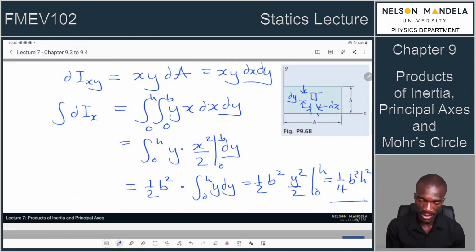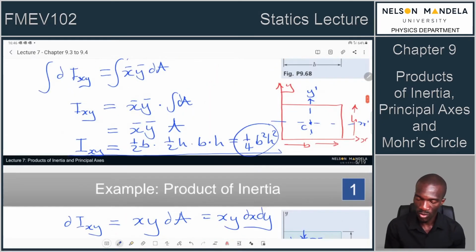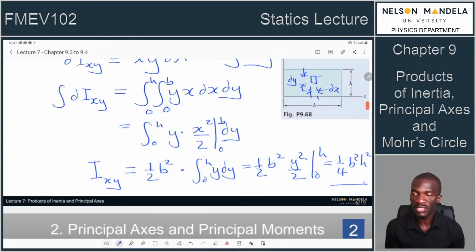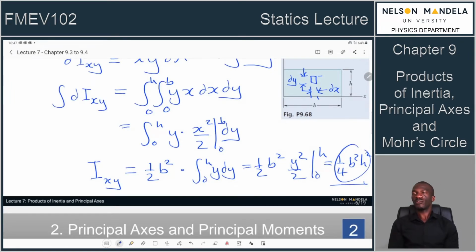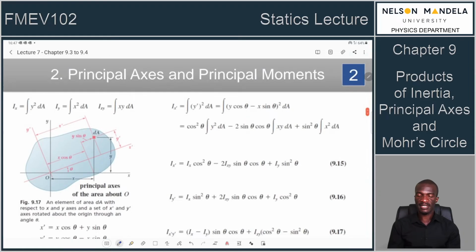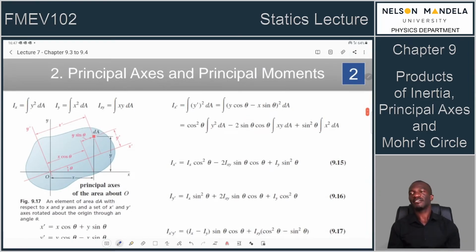So in the end, you will notice that whichever method you use, you will get your quarter b squared h squared. For your products, just remember to use your area element in this format. That summarizes the product of inertia. So now we have a tool, guys. We now have a tool.